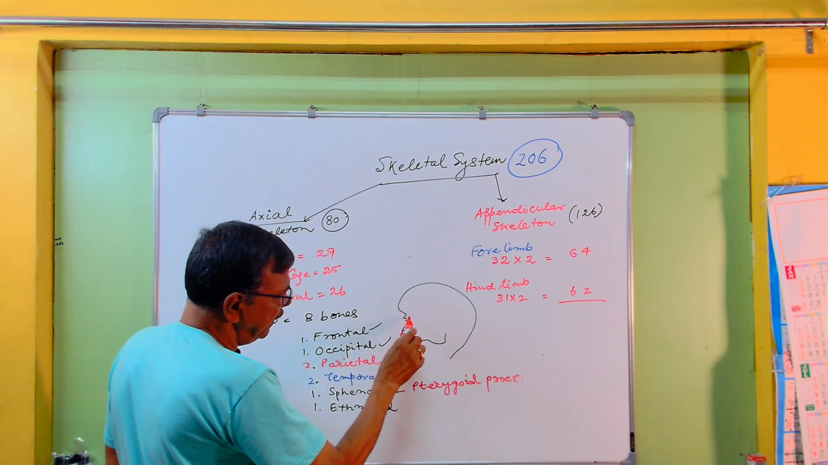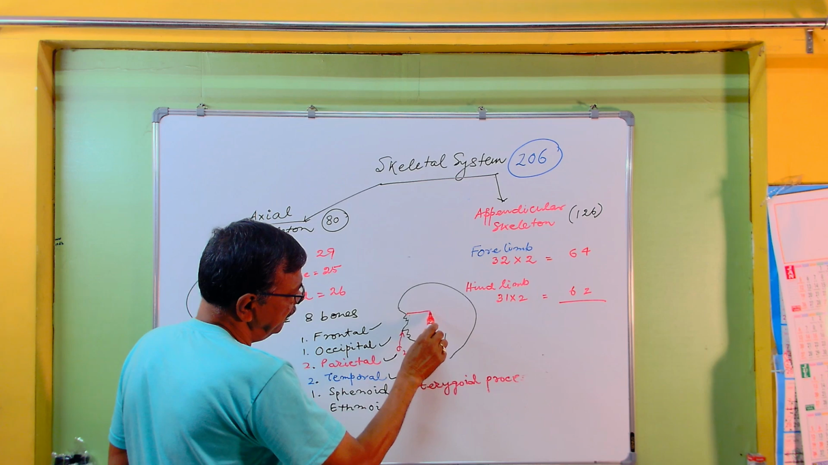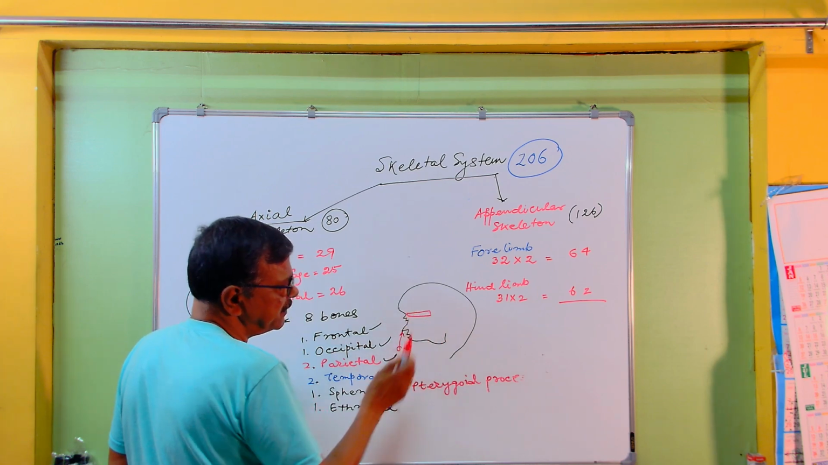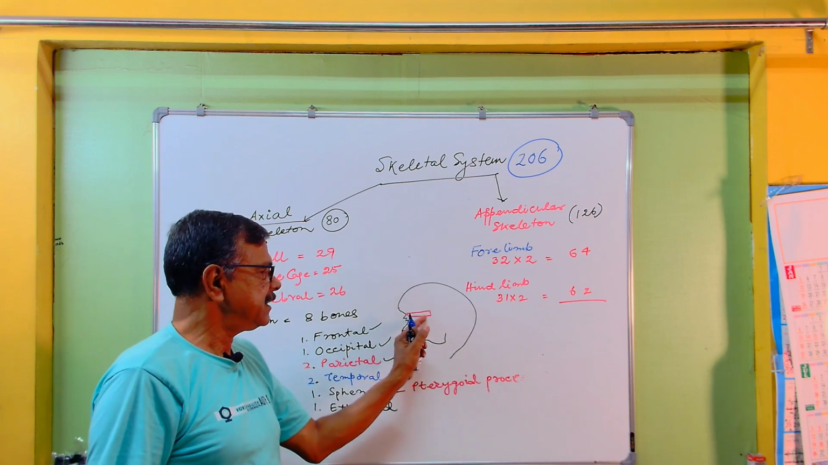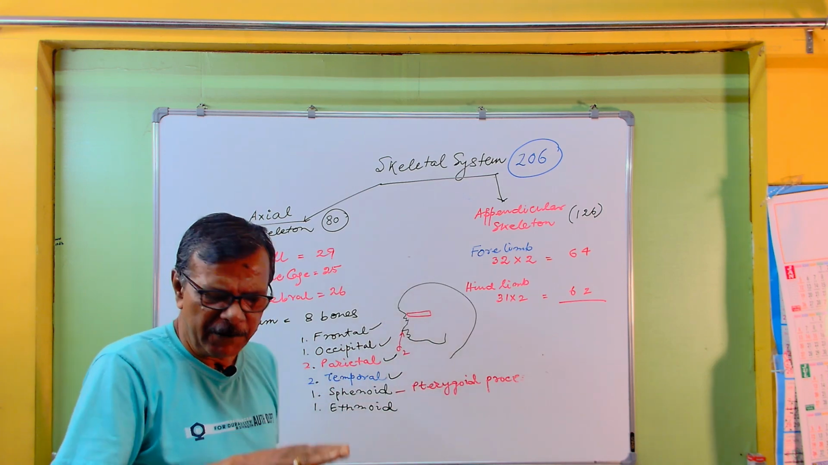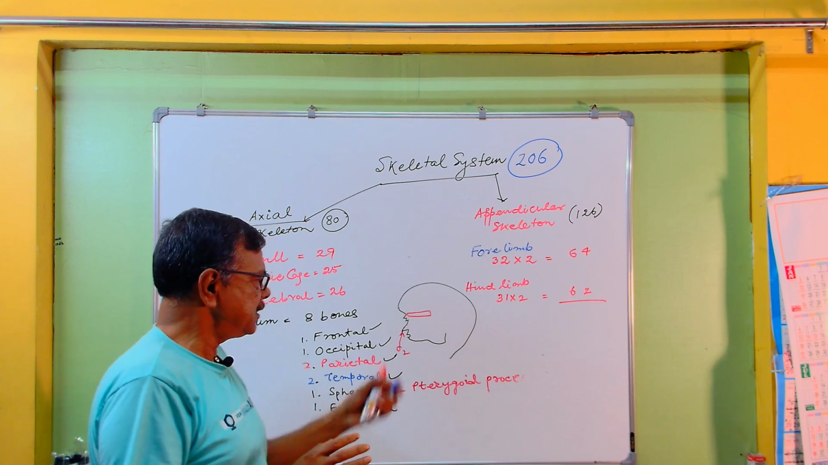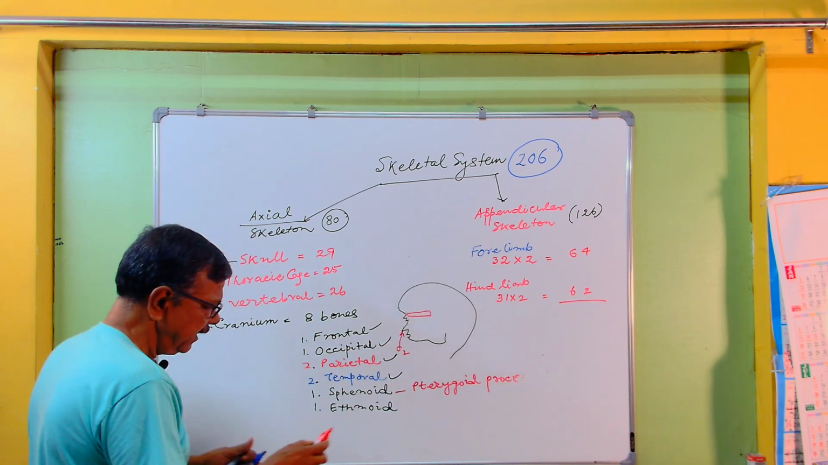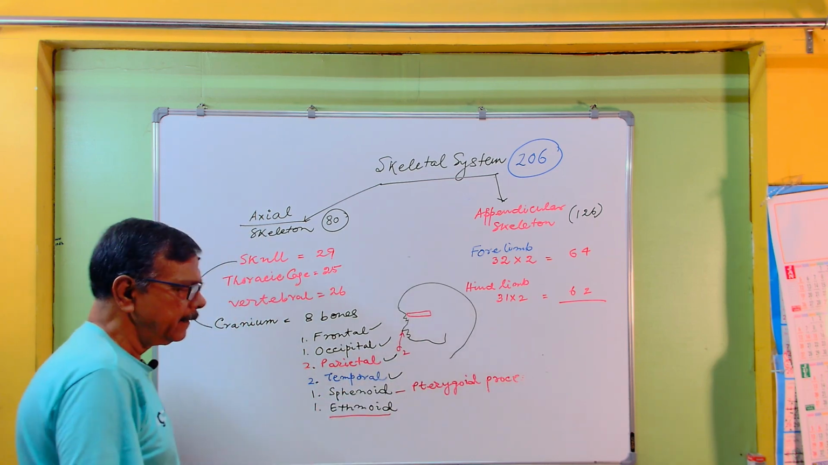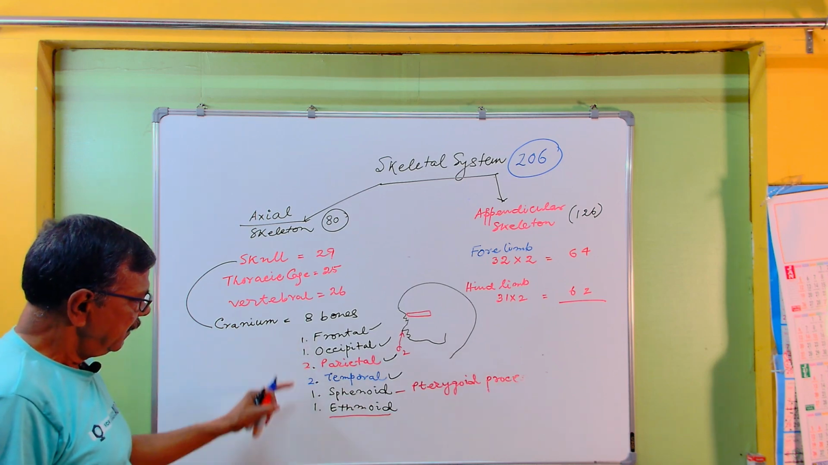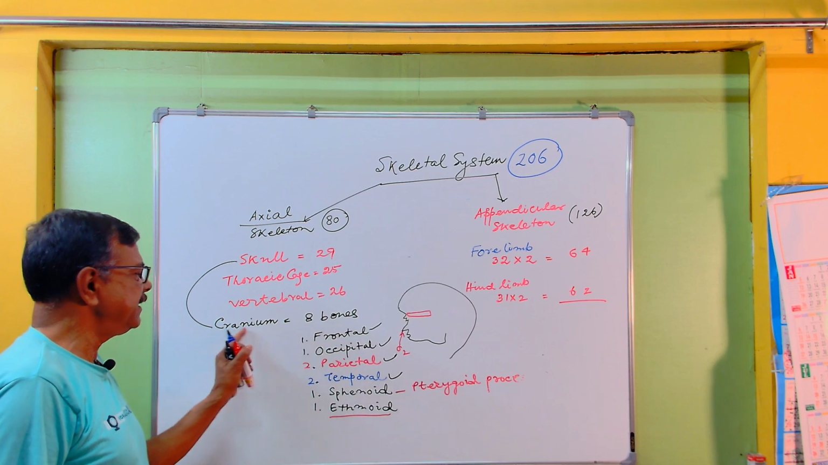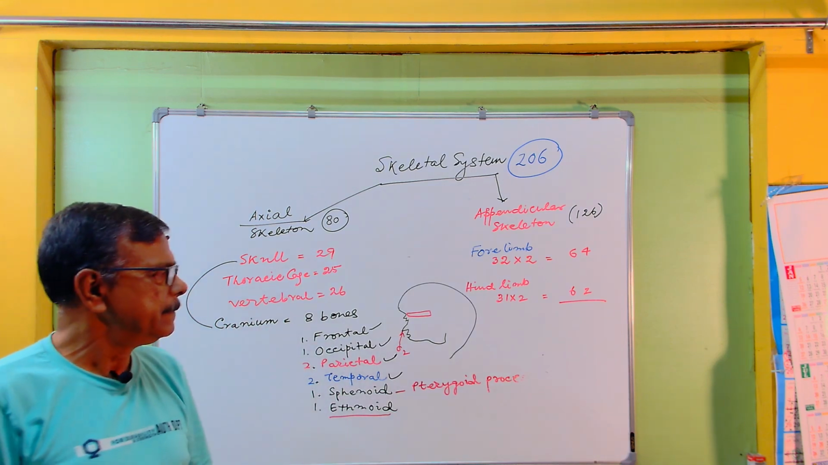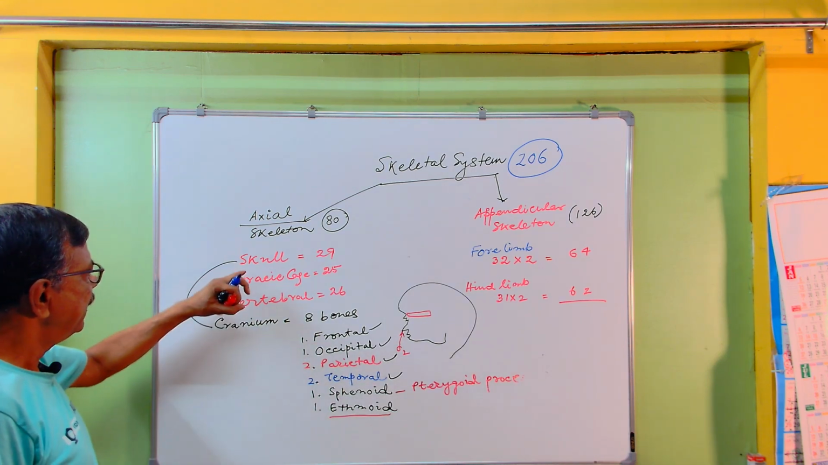So here there is a bone which separates the cranial cavity from the nasal cavity. This is a cuboidal, flat, lightweight bone. This bone is known as the ethmoid bone. So 2, 2, 4, 5, 6, 7, 8. Eight bones are there in the cranium. Clear? Now we'll go to the skull.